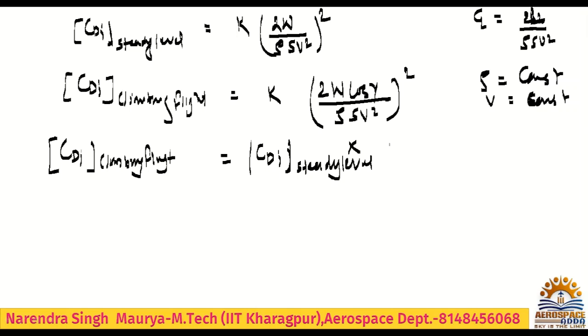What will you get? Check, climbing flight, no? So cos gamma is squared. Yes or no? The rest everything will be cancelled out. Check it. You may get that. Yes or no?